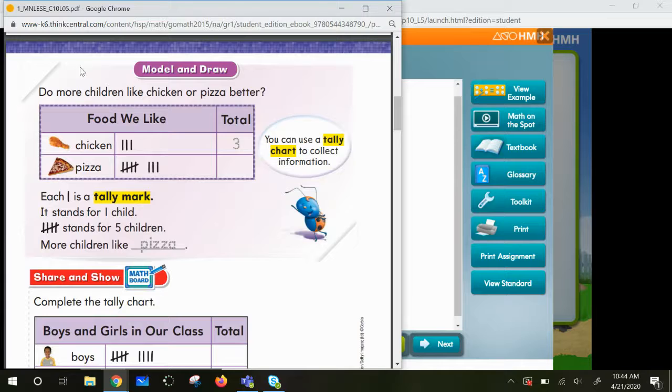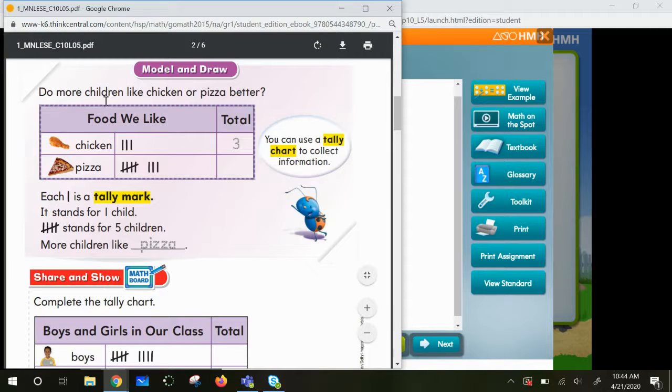Do more children like chicken or pizza? The title is Food We Like. Here we go. Chicken and pizza. We have 1, 2, 3, and we write the number 3 here. And then we know this is 5. 5, 6, 7, 8. So we have a total of 3 and 8.